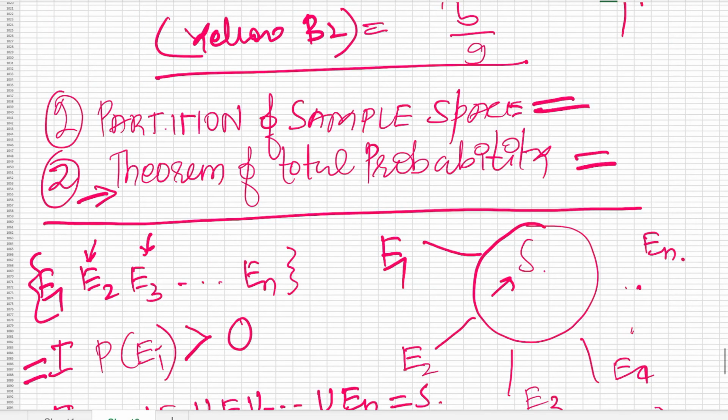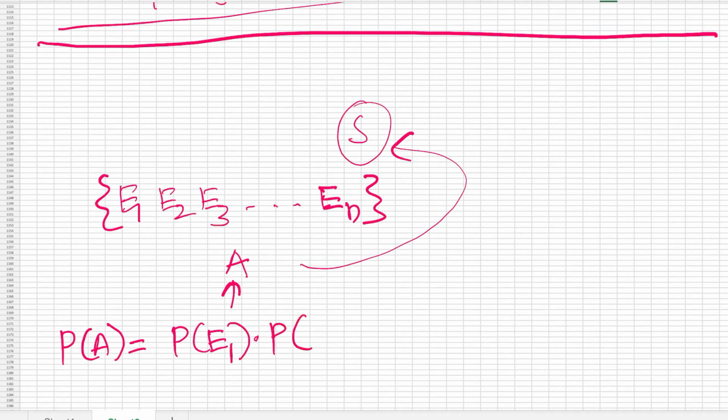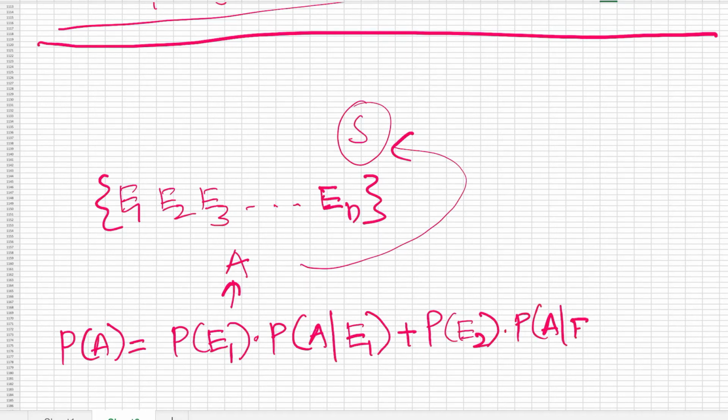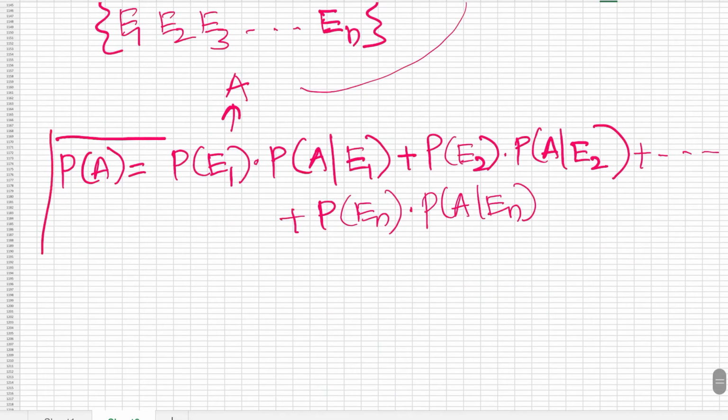Then the theorem of total probability is saying that we can find out the probability of this event A by this formula. P of A will be equal to P of E1 multiplied by P of A given E1, plus P of E2 times P of A given E2, and like that we have P of En times P of A given En. So this is the formula of total probability.